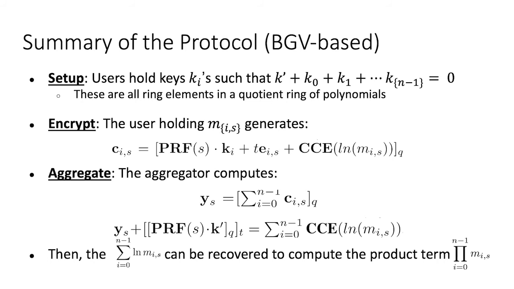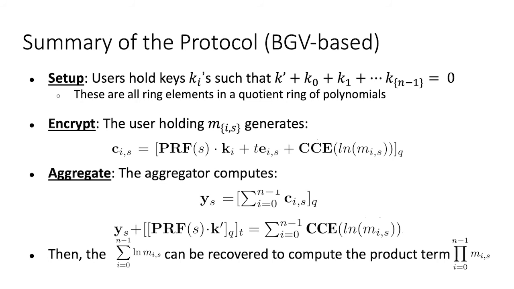During setup, all of the users are given their secret keys K. These secret keys K are generated in a special way such that when they are added together, they all sum to 0. Because we're working with BGV, all of these Ks would actually be ring elements in some quotient ring of polynomials. Okay, so once setup is done, we would move to the encrypt phase of the protocol.